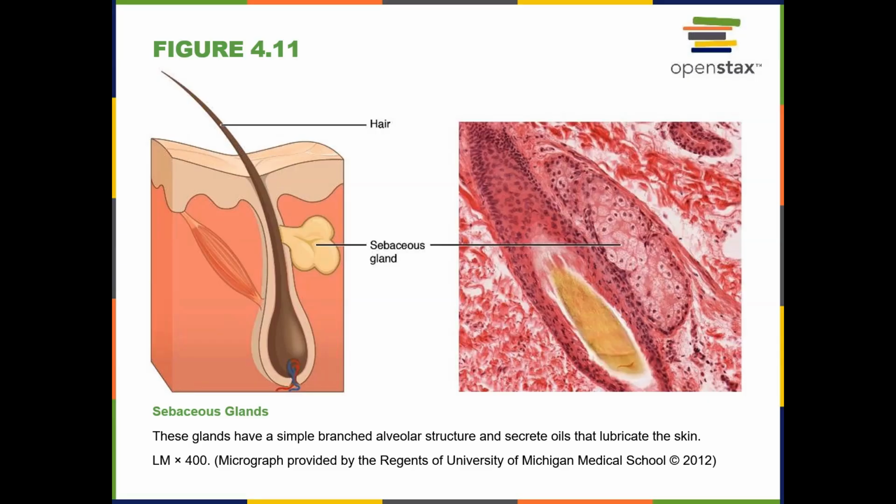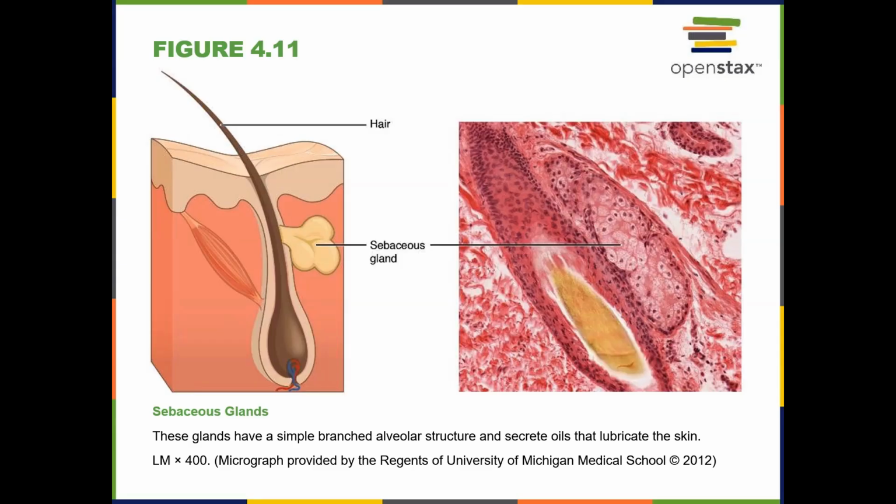Here we see an illustration of a sebaceous gland and a light micrograph showing an image of a sebaceous gland attached to a hair follicle. Sebaceous glands have a stratified cuboidal epithelium and have the structure of a simple branched alveolar multicellular exocrine gland. The product that's secreted by sebaceous glands is an oil, and this oil is known as sebum.